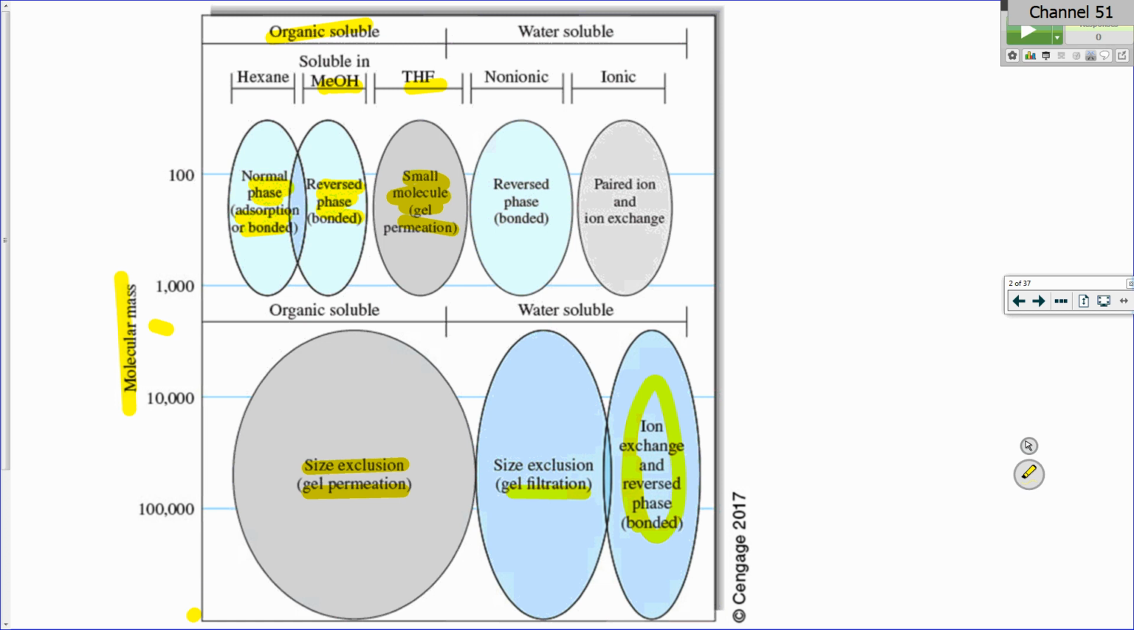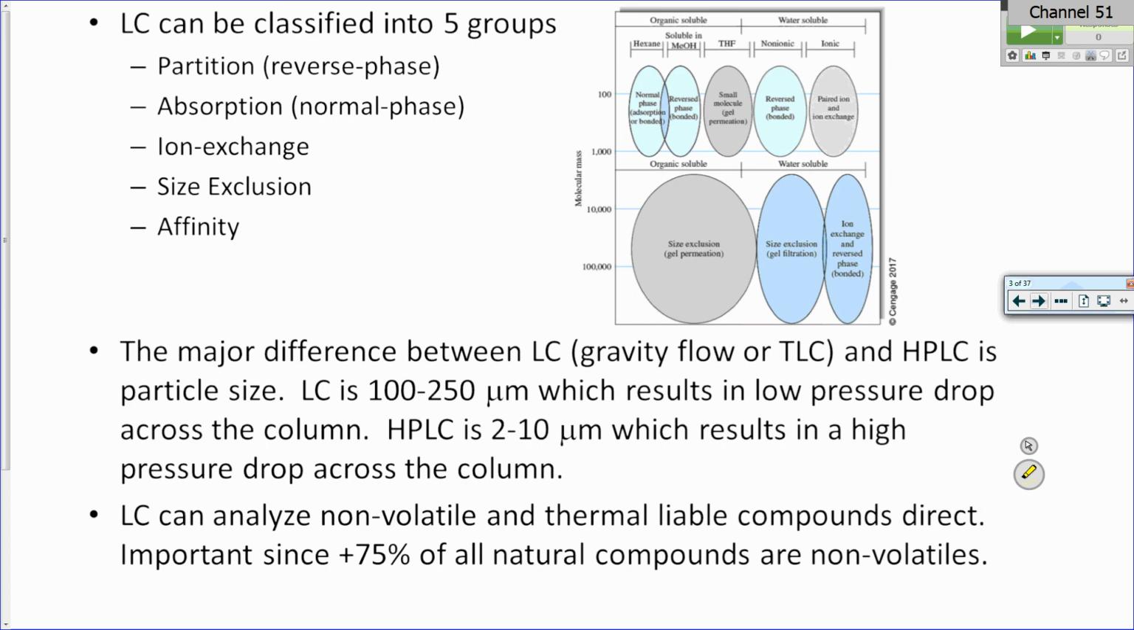Then when you go to the water solubles, typically we're either looking at reverse phase or some form of ion exchange chromatography. And we'll talk about each one of those just a little bit. So the 5 areas that we could break things into are partitioning, which we call reverse phase, absorption, which we call normal phase, ion exchange, size exclusion, and there's one that the textbook doesn't mention much called affinity.